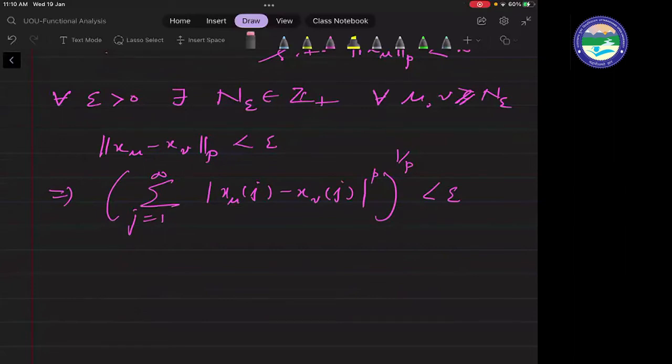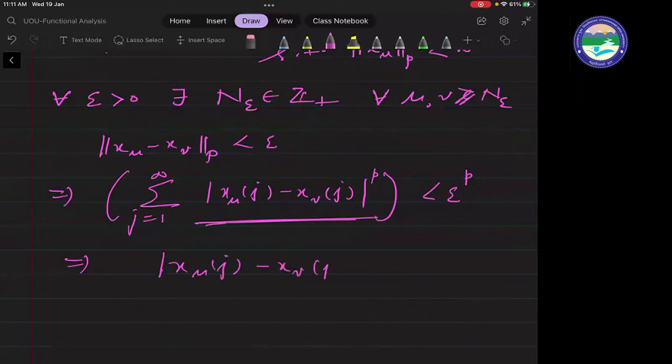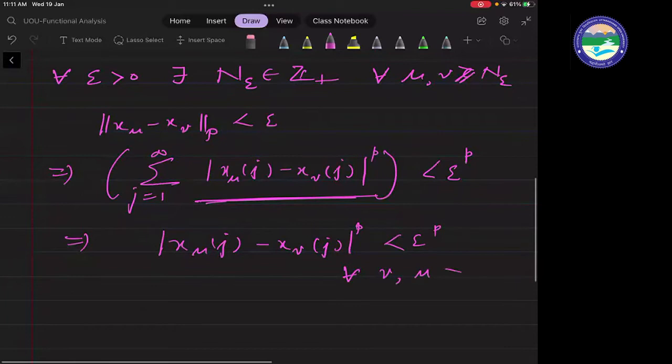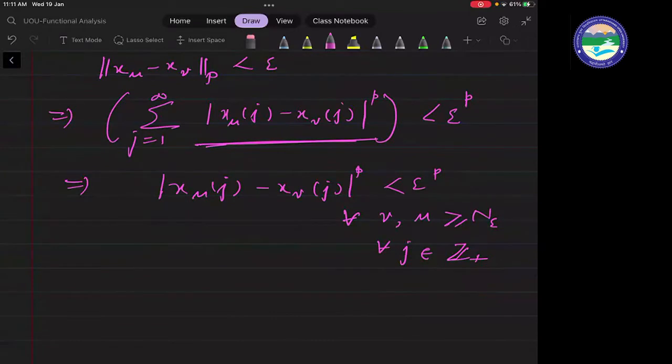So you can write this inequality like this, which is the same as saying, because all these are non-negative real numbers, we will get this for all mu, nu greater than or equal to n epsilon, and for all j in Z plus. Is this clear to everyone? Yes, sir. So from here we can get this inequality.